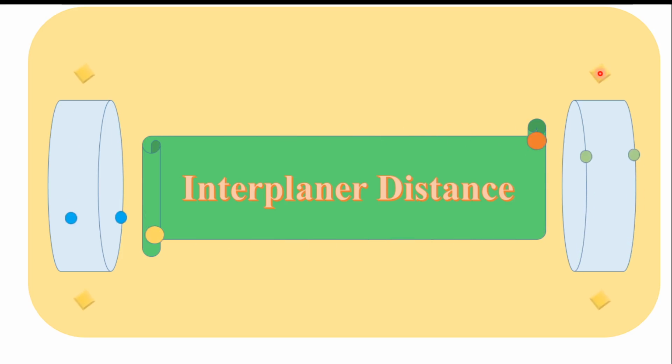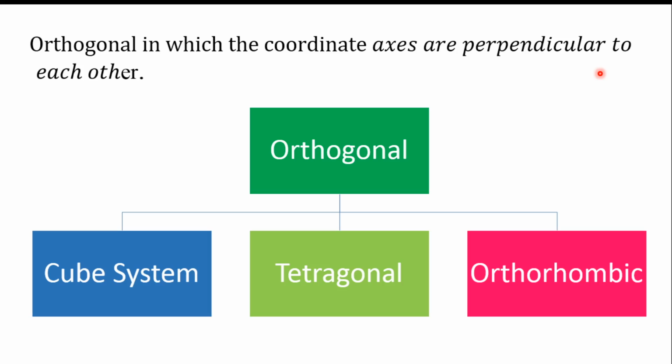Hello everyone, today we are going to discuss interplanar distance, also called interplanar spacing. Interplanar spacing is the spacing between two parallel planes which have the same Miller indices in a unit cell. That is called the interplanar spacing or interplanar distance.